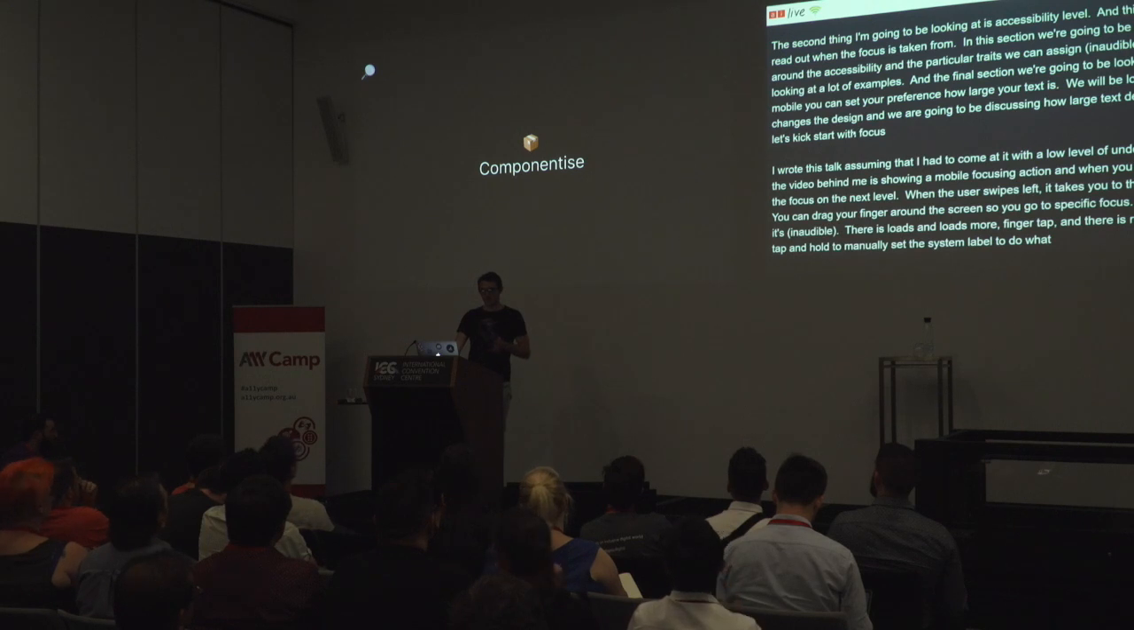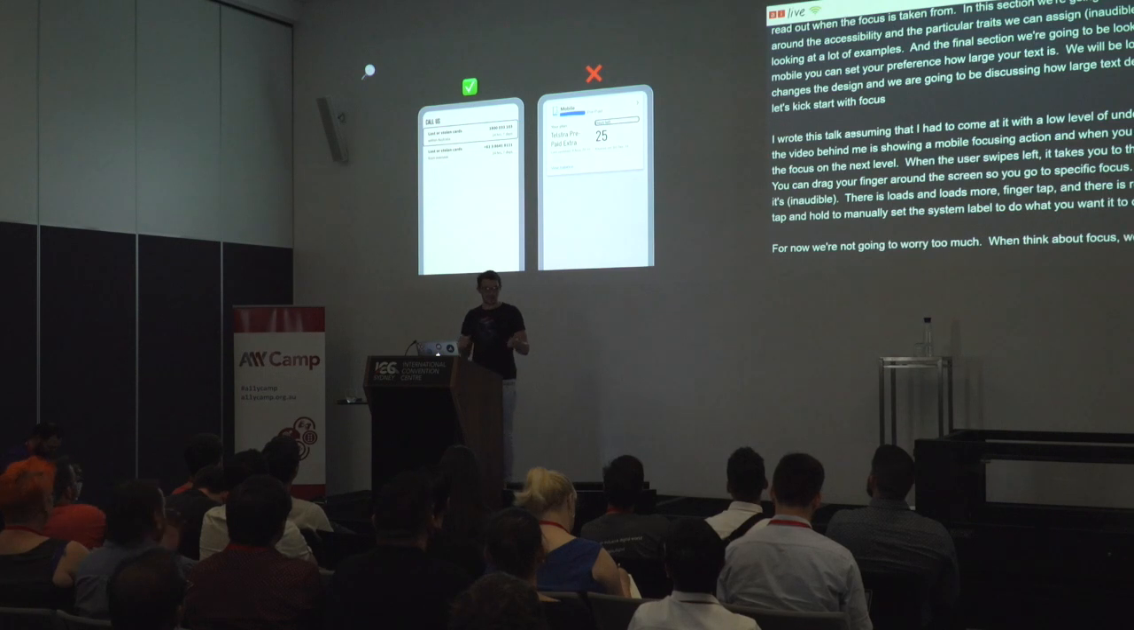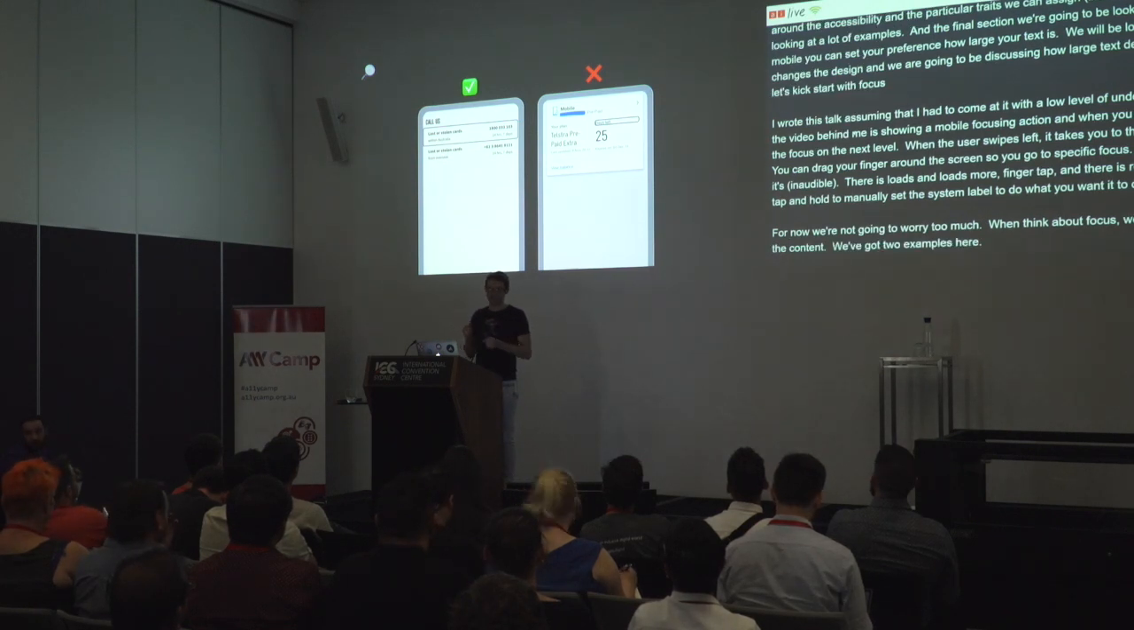Now, when thinking about focus on a mobile device, we really need to think about the context and how we can componentize that focus. We've got two examples here. The one on the left, the context here is a help screen from the nav app. And so we want the user to get all the information all at once.